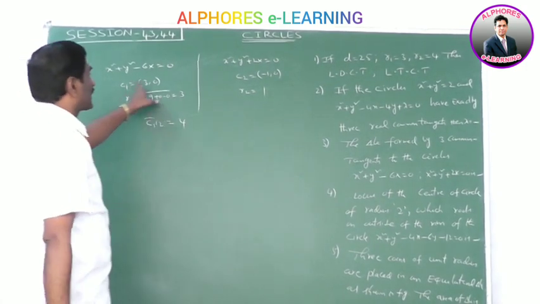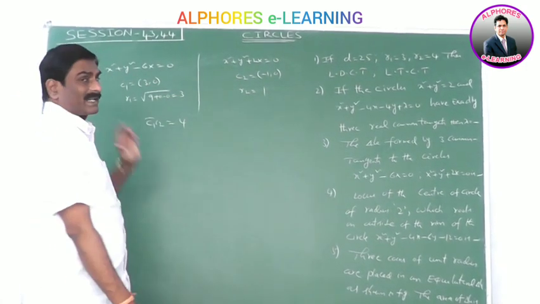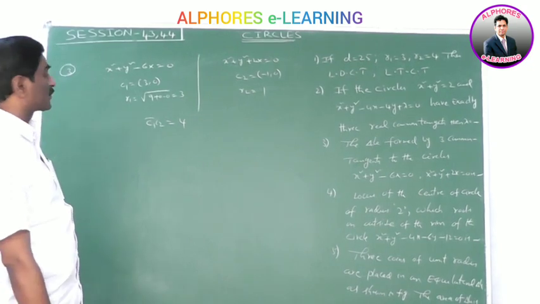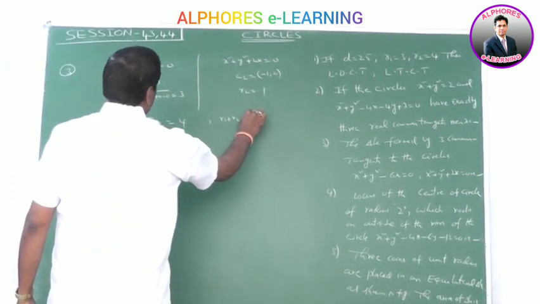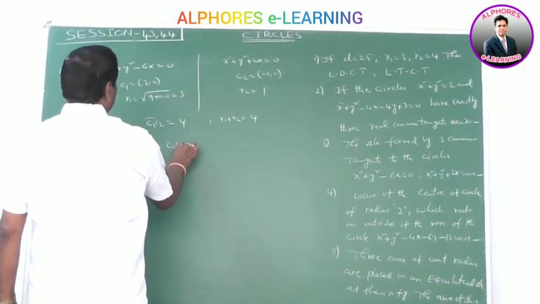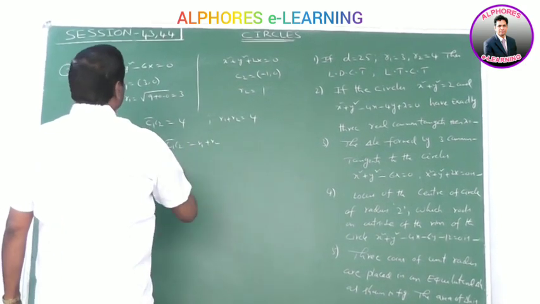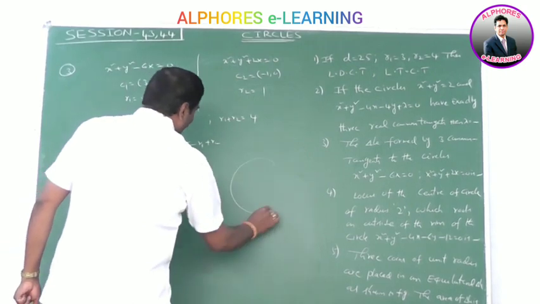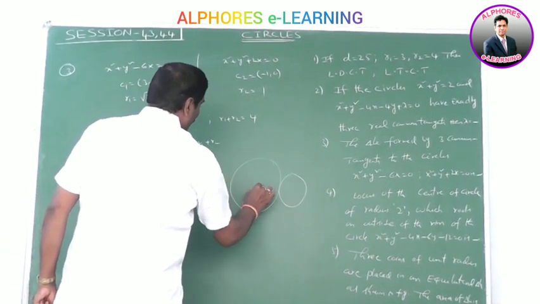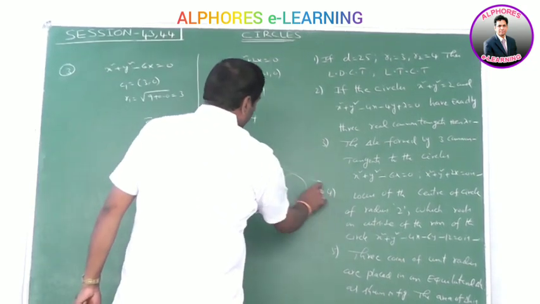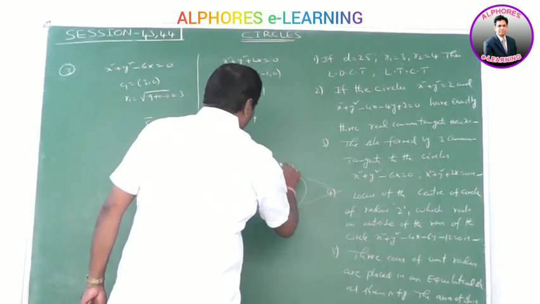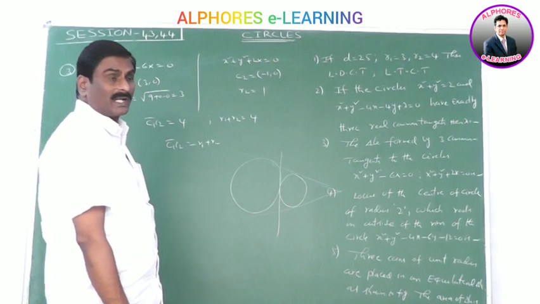Please observe this one. The distance between the two centers, root over x2 minus x1 whole square plus y2 minus y1 whole square, means 4. And R1 plus R2 is equal to 3 plus 1, which means 4. Clearly, C1C2 is equal to R1 plus R2. That means the two circles touch each other externally. In this case, how many tangents exist? Two direct common tangents and one transverse tangent.